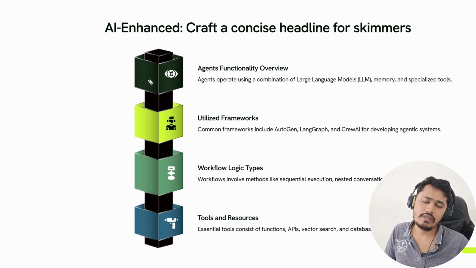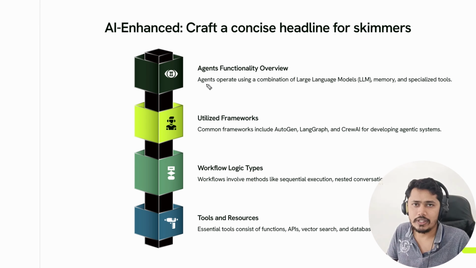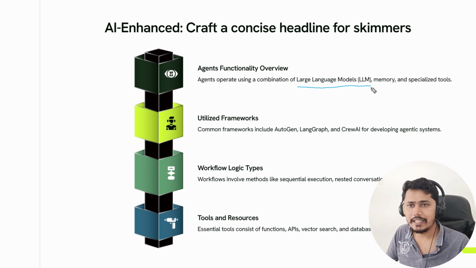So let's see now what exactly the steps are that are available in AI. As we know, the agent functionality includes the large language model, because agents work completely based on large language models. It has a memory and specialized tools. With the help of these, it is able to take those decisions.